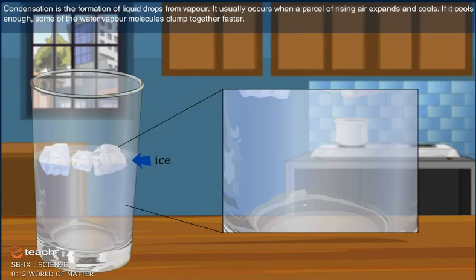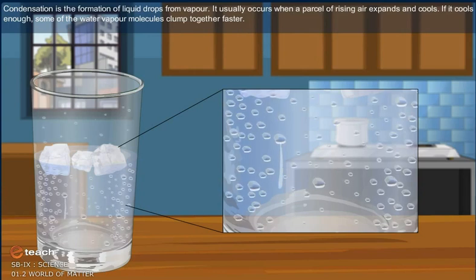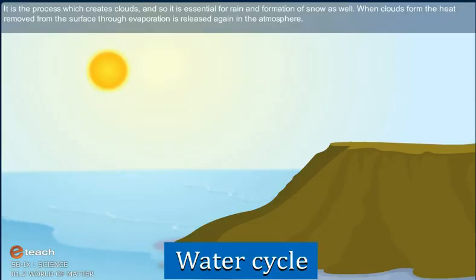Condensation is the formation of liquid drops from vapor. It usually occurs when a parcel of rising air expands and cools. If it cools enough, some of the water vapor molecules clump together faster. It is the process which creates clouds, and so it is essential for rain and formation of snow as well.